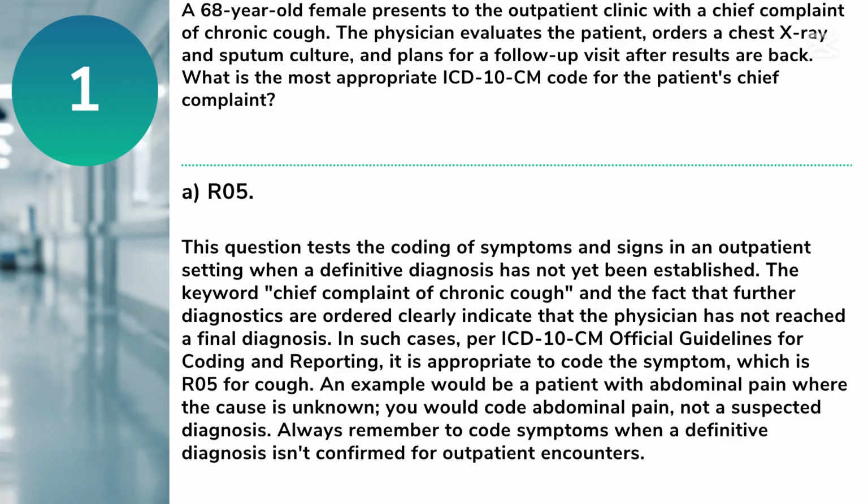R05 for cough. An example would be a patient with abdominal pain where the cause is unknown. You would code abdominal pain, not a suspected diagnosis. Always remember to code symptoms when a definitive diagnosis isn't confirmed for outpatient encounters.